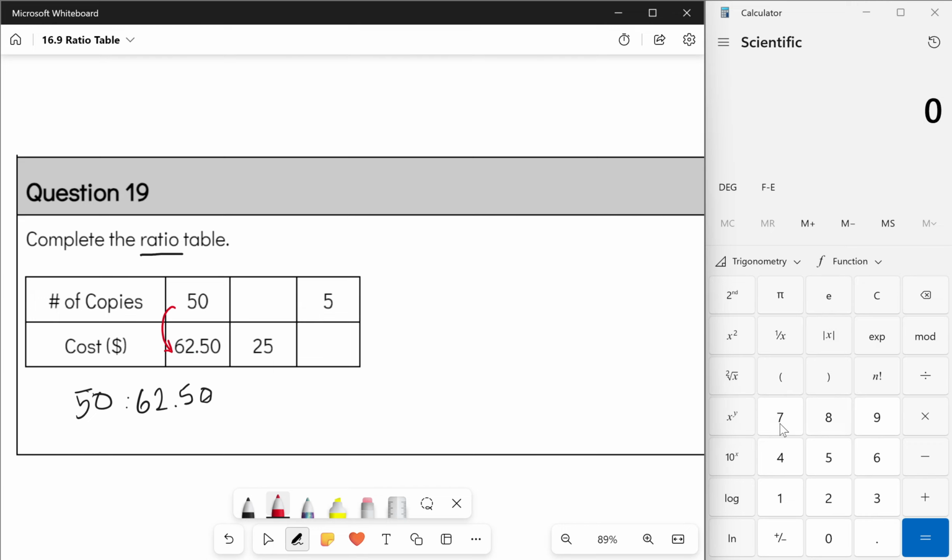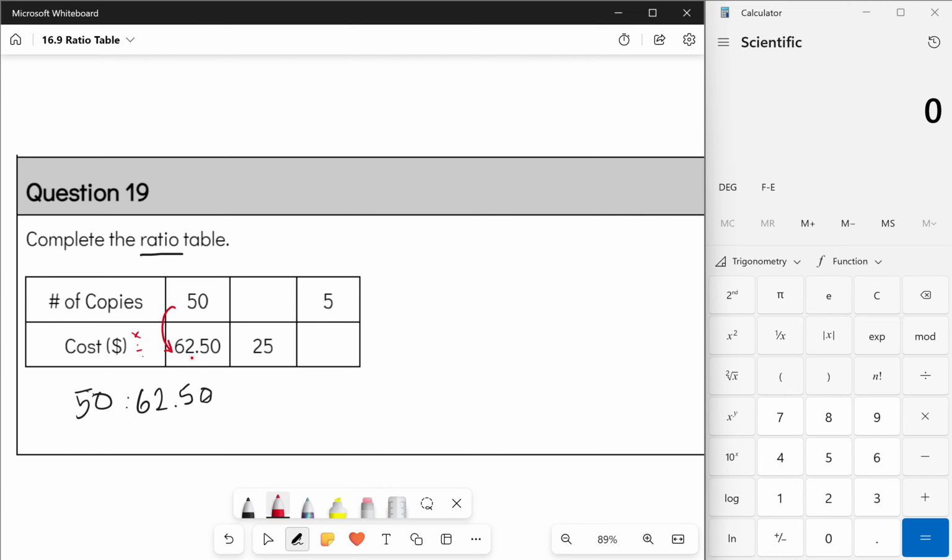And luckily, I always have my calculator by my side, whether it's a physical calculator or my Chromebook with me. The important thing to know is I need to find this scale factor. And this scale factor is either going to be multiplication or division. It's not going to be addition or subtraction. When we're working with a conversion table, a ratio table, it always has to go from one side to the other, top to bottom, by multiplication or division. So, what can we multiply or divide 50 by to get to 62.5?